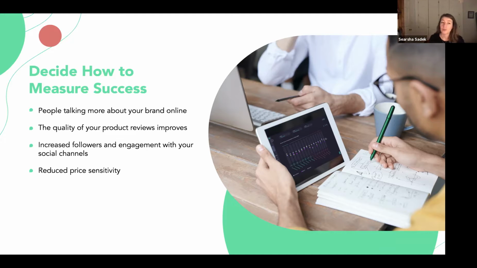Other softer ways to look at that, apart from those objectives, are people talking more about your brand online? Whatever channel it was that you went out in, has people's engagement with your brand increased beyond what you've spent in media? Has the quality of your product reviews increased? Have you got more followers? And also, have people become less sensitive to price? That one tends to take a little while to come into play. So it might take a campaign or two, but it will happen if that's what you're aiming for.